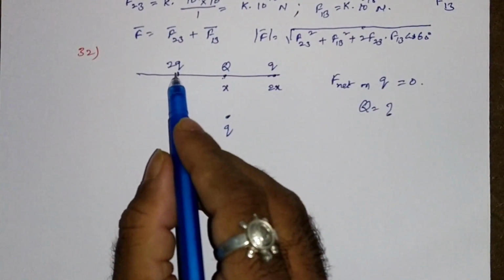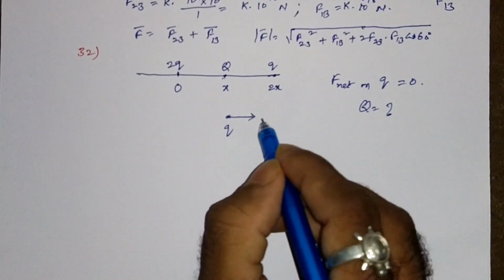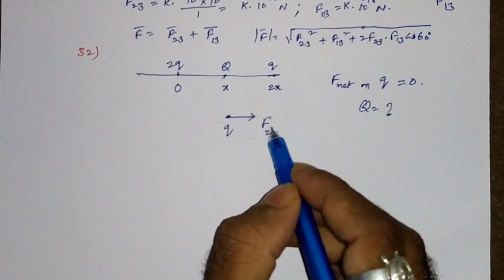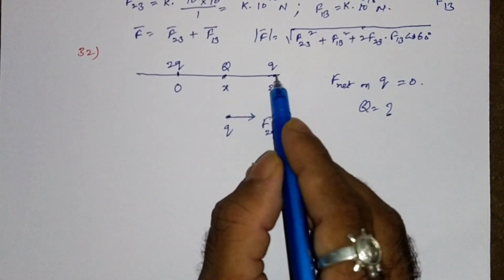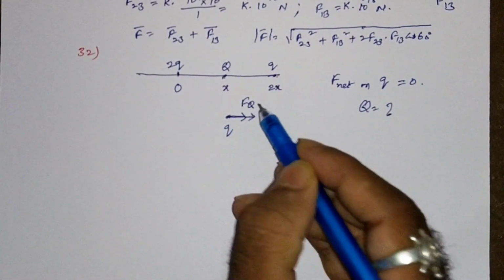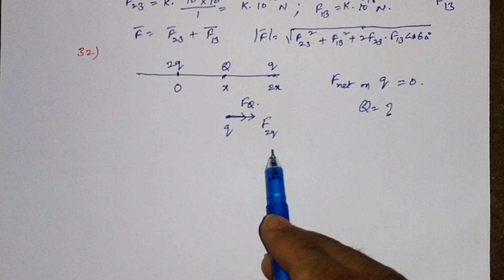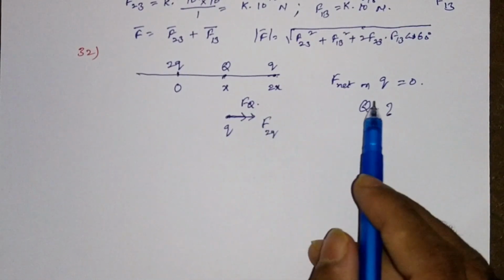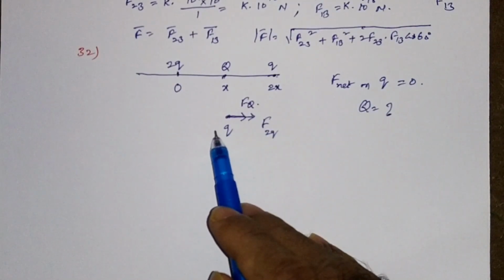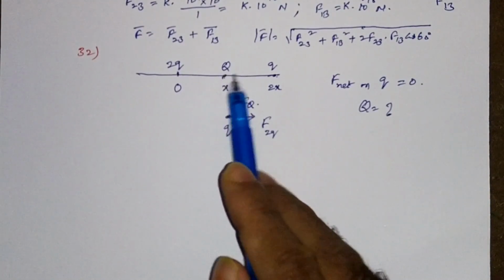One is the force due to 2q, that is away from it. I am taking this as F2q. This is the force due to 2q, and capital Q also applies a force on that body, which I will take as FQ. See, in this situation these two forces are acting in the same direction. Can the net force be 0? It's not possible. One should be in the opposite direction. That means the sign of the capital Q should be negative. Okay, let us see that.